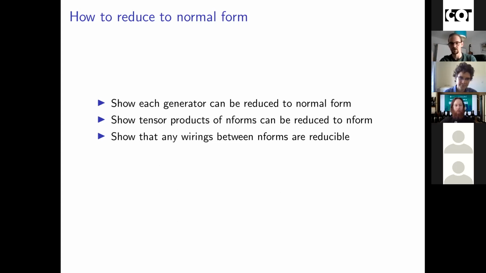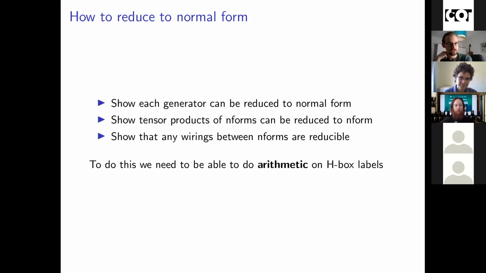So if I give you a diagram, I can just decompose it into a tensor product of generators which are wired together in some way. I first write each of the generators as a normal form, then I tensor all these normal forms and make them into a normal form, and then I take these wirings together and also reduce it to normal form. So this gives us a way to actually reduce any diagram to normal form, which is the difficult part.